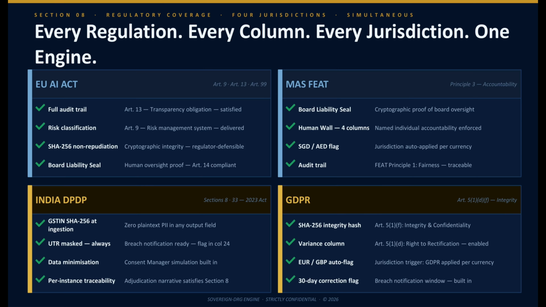10 files. 1.5 million rows. Processed in 8 seconds. That's the Sovereign-DRG engine in action. Now, let me walk you through how.